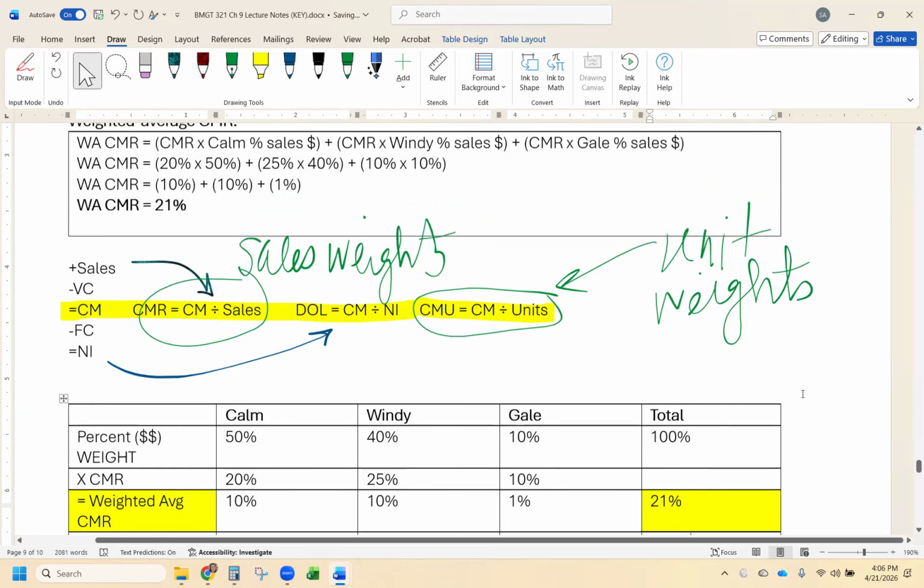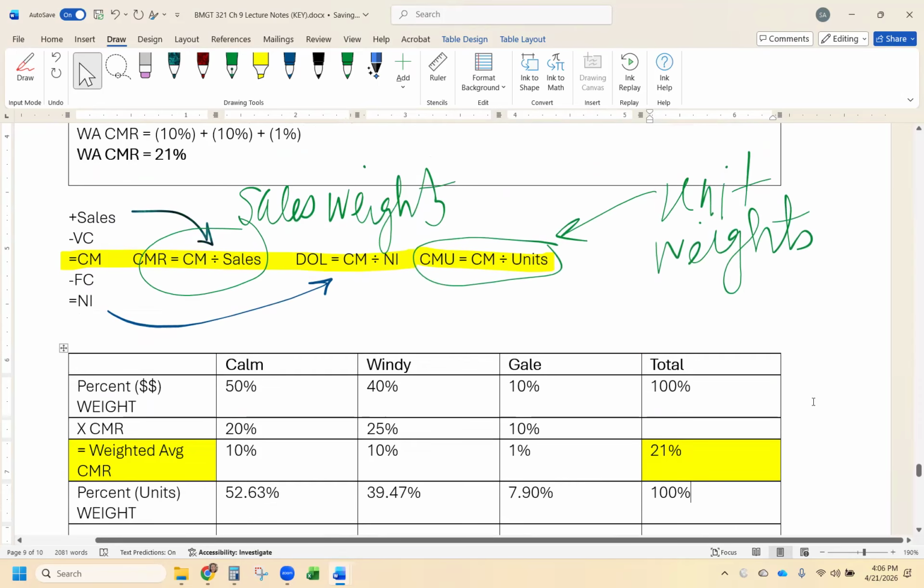Since CMU is divided by units, we're going to use the unit weights. CMR is divided by sales, so we use the sales weights. That's how the book teaches it. You don't have to do that in real life if you don't want to. You can weight it however you want. This is a giant estimate. All of this is an estimate. It's all going to be wrong. It's okay. We can still use it to make predictions and forecasts, but we're not calculating what's actually going to happen because we don't really know.